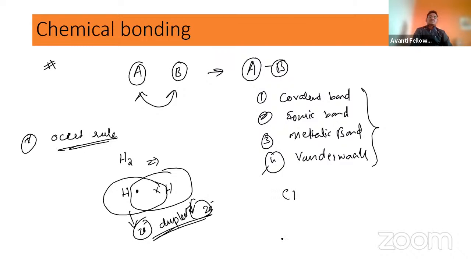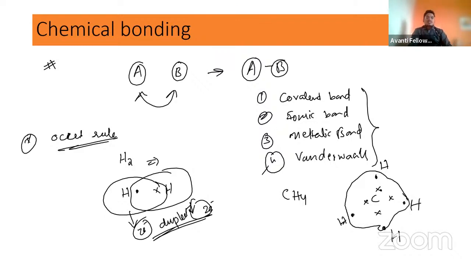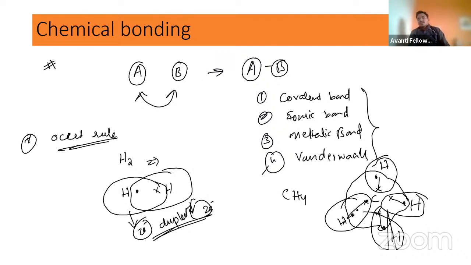Similarly, let's suppose CH4. Carbon has how much valency? Carbon has valency 4. Yes or no? Right? Now if you see the outer electronic configuration, or if you want to calculate how many bonds it is making and whether it is satisfying the octet rule or not, you can check. That is 1, 2, 3, 4, 5, 6, 7, 8. So this is satisfying the octet rule. Hydrogen will always accept what we call the duplet configuration. This is about the octet rule.